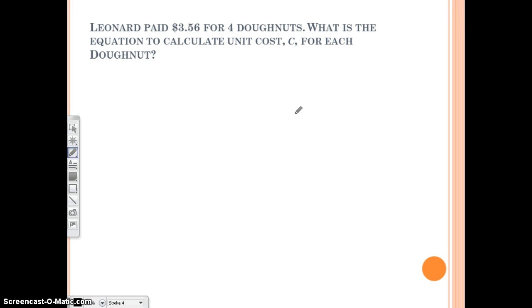Leonard paid $3.56 for 4 donuts. What's the equation to calculate the unit cost for each donut? Well, he paid $3.56 for 4 donuts. C, or the unit cost, is equal to $3.56 divided by 4.